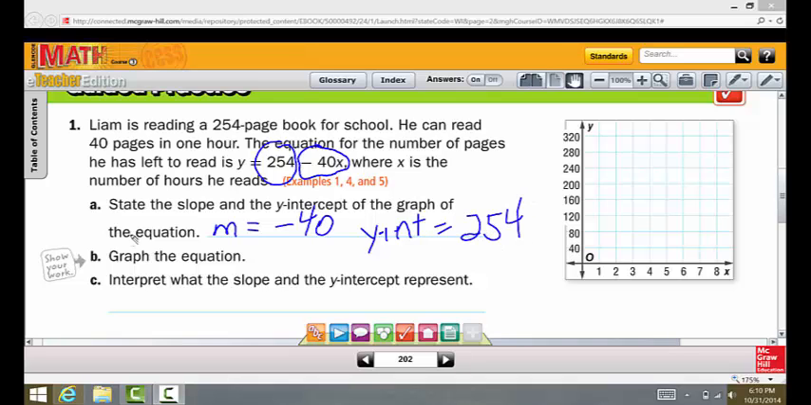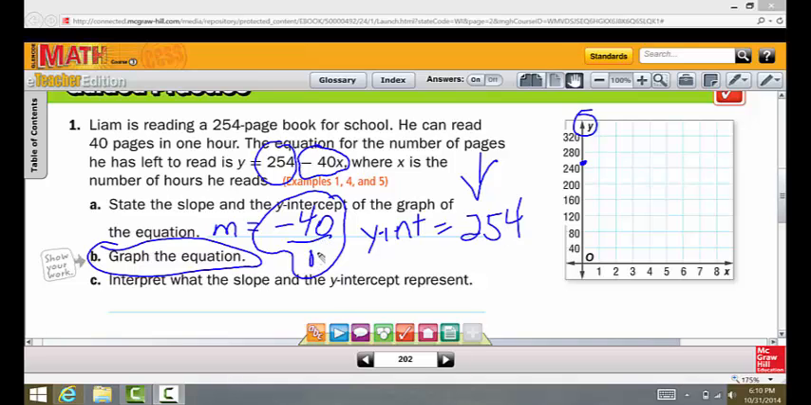So once we have that, then they want us to graph the equation. And remember, to graph the equation, we merely start with our y-intercept and we plot that on the y-axis. So the y-axis 254 is going to be, generally speaking, in that vicinity there. Now, what are we going to do? We have a negative 40 slope, and I'm going to leave a little space down there because we can think of that as negative 40 over 1.